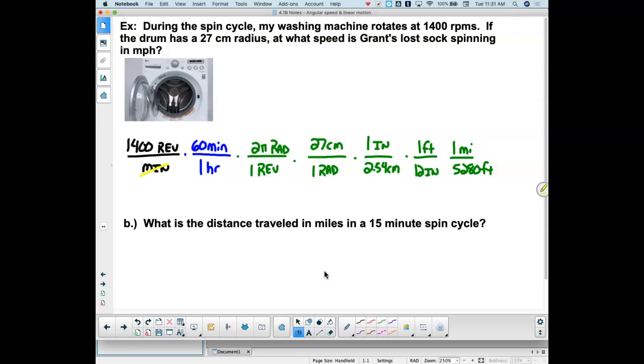So, minutes goes away, revolutions goes away, radians goes away, centimeters went away, inches went away, and feet went away, left me with miles per hour. Yep, love it. Okay?